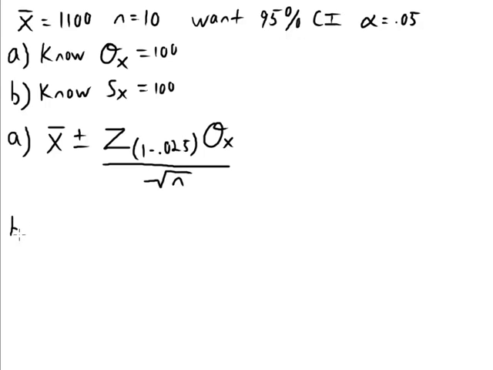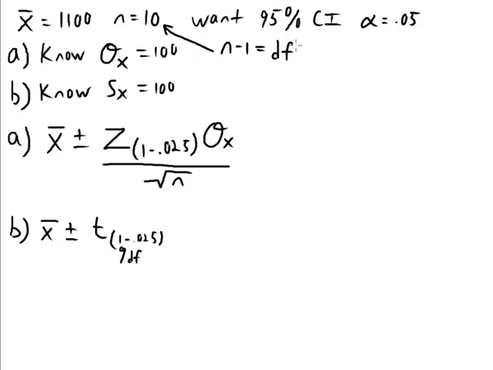Now for part B, our confidence interval will also be centered around x bar, but what we add and subtract is different. This time we're going to take the t of 1 minus 0.025, and also note that here we have 9 degrees of freedom. Okay, so our sample size is 10, so n minus 1 equals our degrees of freedom here. Next, instead of multiplying by sigma x, we only know sx. So that's what we multiply by, and again, we divide by the square root of n.